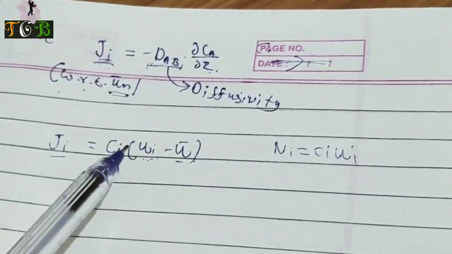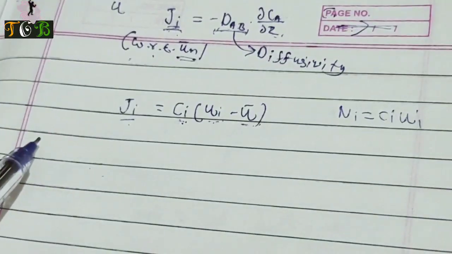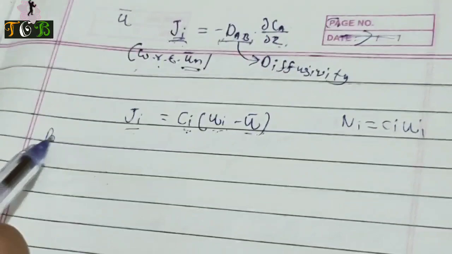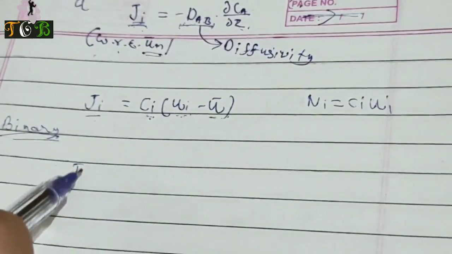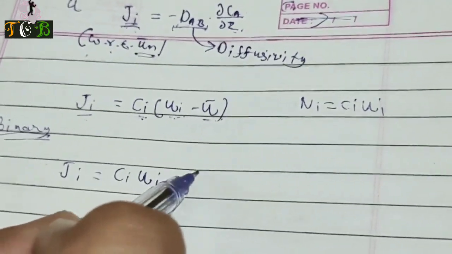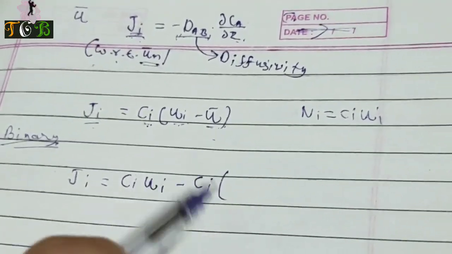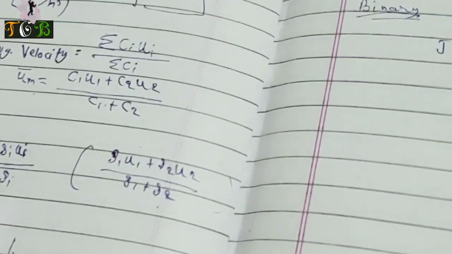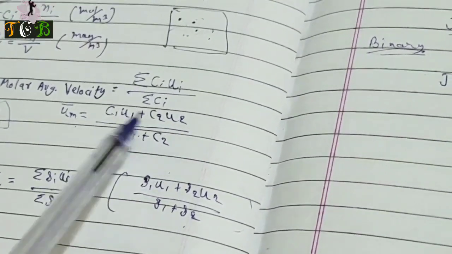Okay, and now we have Ji. So let's simplify it and take a binary mixture. So we have a binary mixture, and we write Ji equal to Ci into ui minus Ci into u bar, the molar average velocity. For a binary component, we have defined it here too: it is (C1 U1 plus C2 U2) divided by the total concentration.